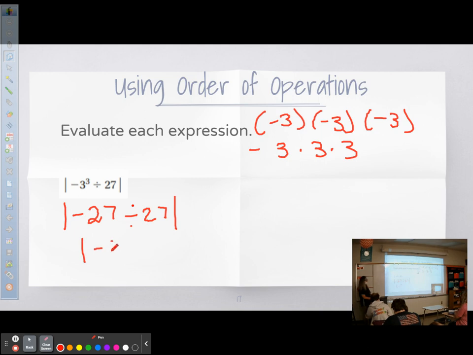-1. Caleb, you agree with that answer? Yeah. All right, so now we have the absolute value of -1. Now it's been forever since we covered absolute value. Gavin, can you refresh my memory? What does absolute value mean to do?